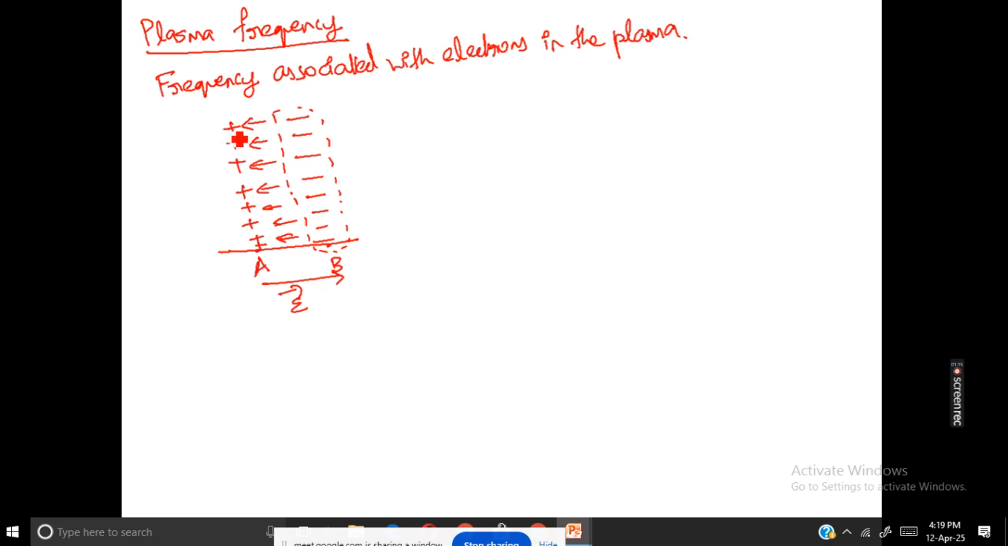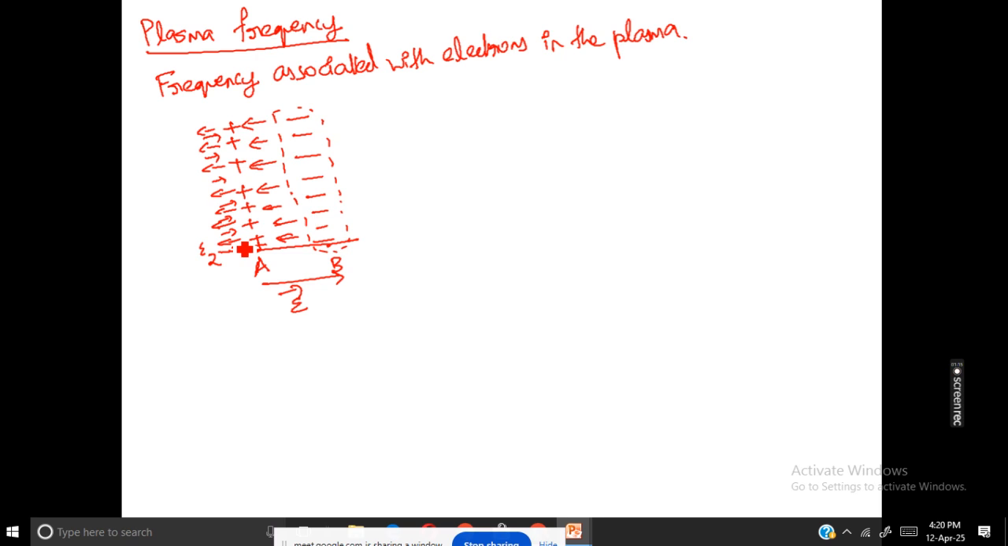But because of the mass, some of the electrons may overshoot and will be displaced somewhere. Instead of A, it will go some more distance. So because of this separation, another field E2 will be formed. And this electric field will try to displace the electrons back to the initial position again. So the electrons will basically be oscillating with respect to the initial position A. So this frequency of oscillation is known as the plasma frequency.